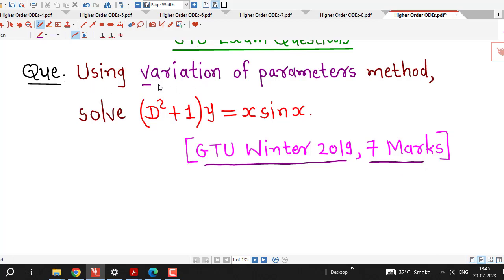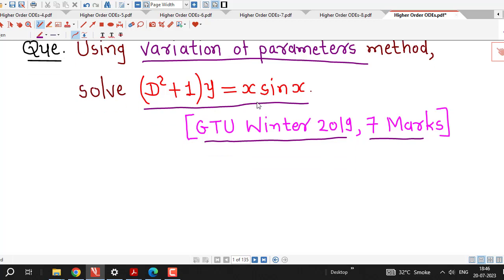Question is, using variation of parameters method, solve the differential equation (D square plus 1) y equal to x times sin x. And we know that this is a non-homogeneous linear ordinary differential equation with constant coefficients, and we are asked to solve this with the method of variation of parameters.